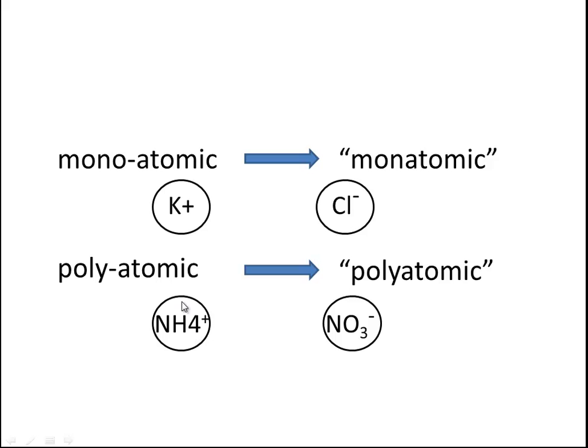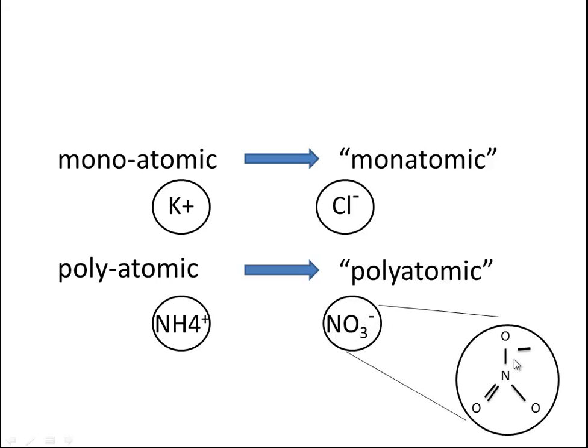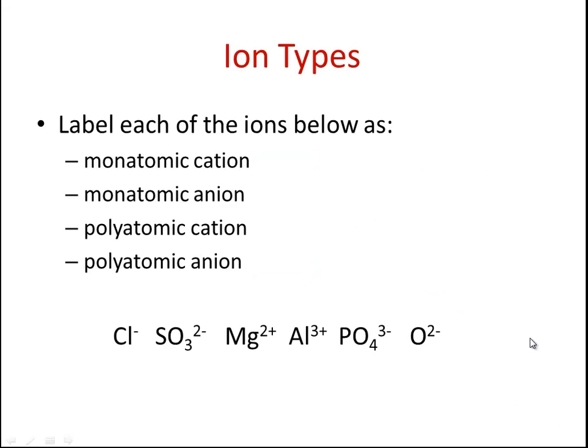Here you've got 4 hydrogens and 1 nitrogen. Here's our friend, the nitrate. So this would be a polyatomic cation, and this would be a polyatomic anion. As I mentioned on the last slide, if you open up the nitrate and look at the way the atoms are connected, this is one way you can think of it, and we think of it as a unit.